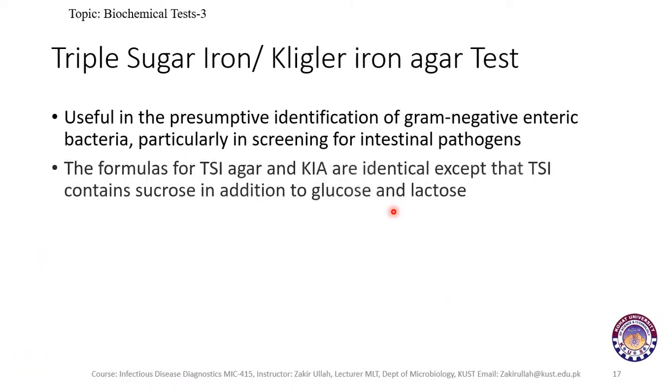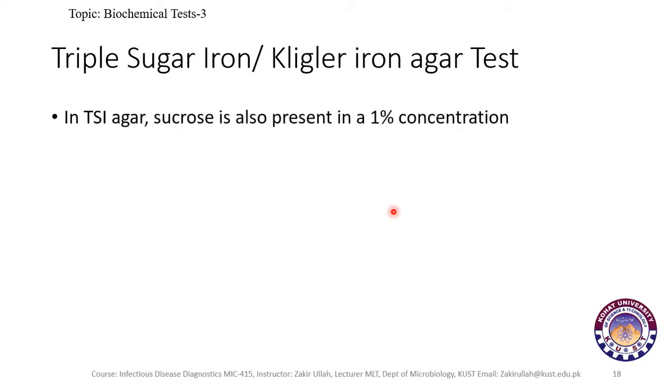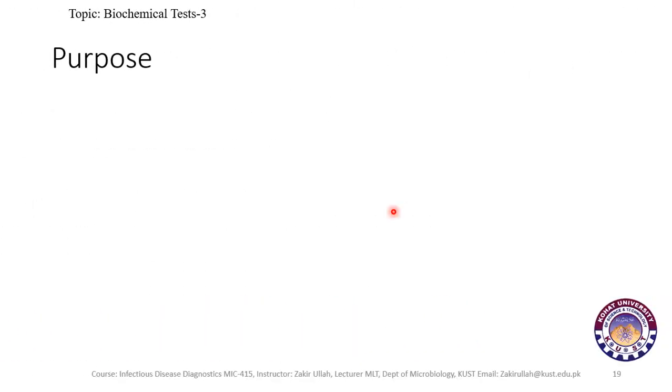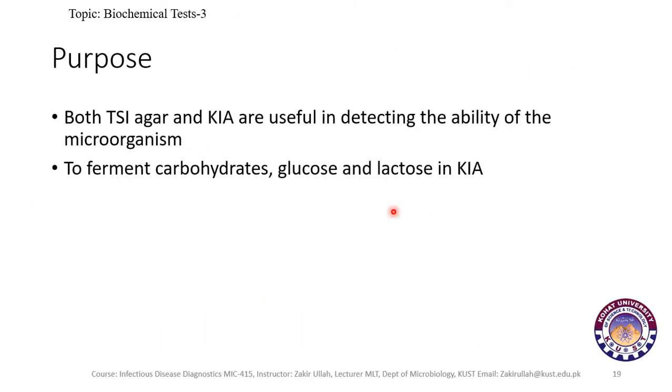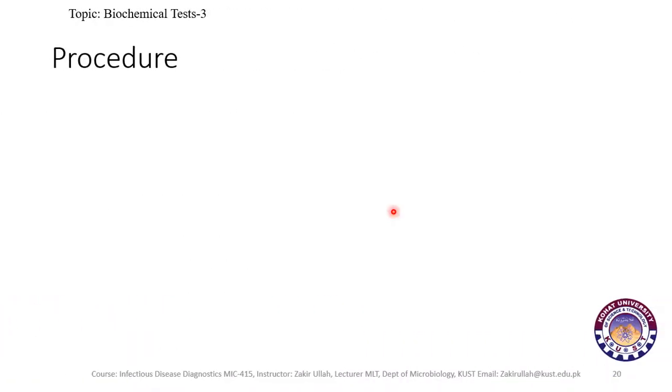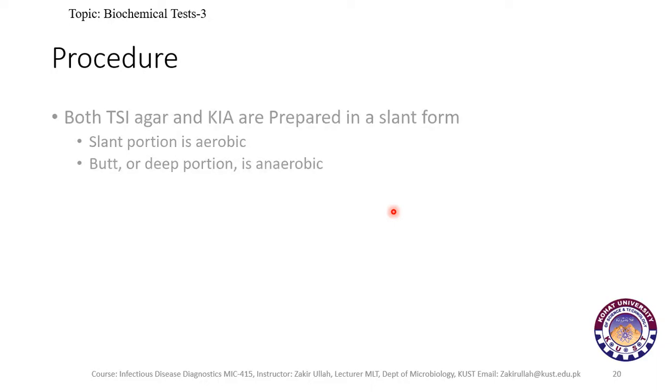The TSI is a very important test in the differentiation and identification of different gram negative bacteria, especially those related to the enteric tract, and there is a slight difference between the TSI and the KIA. The KIA contains glucose and lactose, whereas the TSI contains glucose and lactose along with sucrose, and iron along with the hydrogen sulfide producer, and gas producers are also detected in this test.